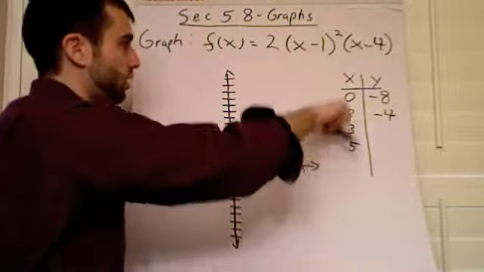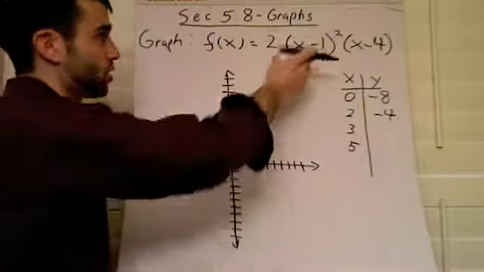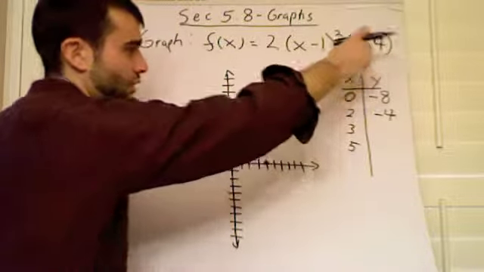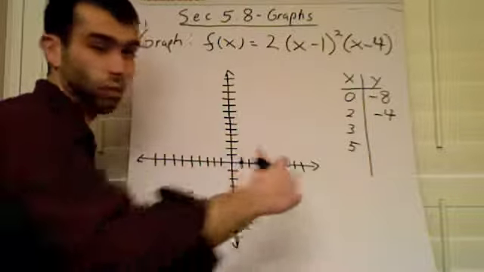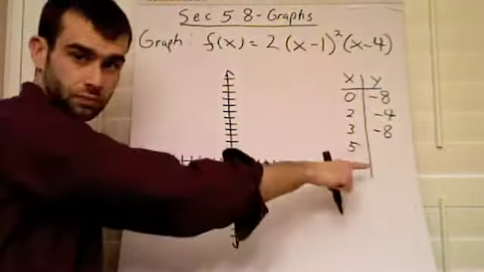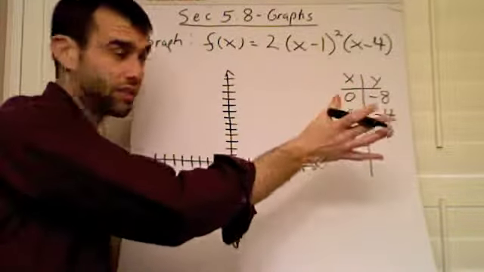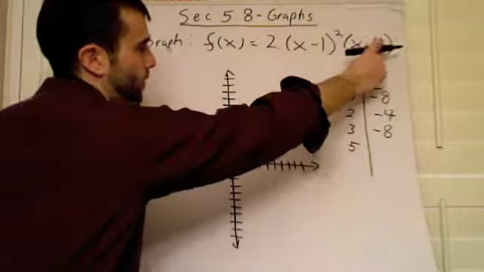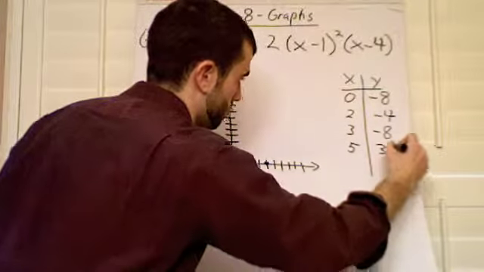Okay. 3. 3 minus 1 is 2. 2 squared is 4. 4 times 2 is 8. 3 minus 4 is negative 1, so 8 times negative 1 is negative 8. Okay, we're seeing a pattern here. 5. 5 minus 1 is 4. 4 squared is 16. 16 times 2 is 32. 5 minus 4 is 1. 32 times 1 is positive 32.